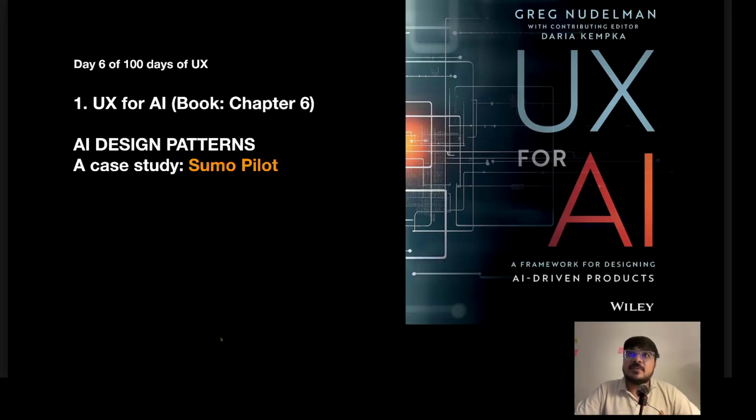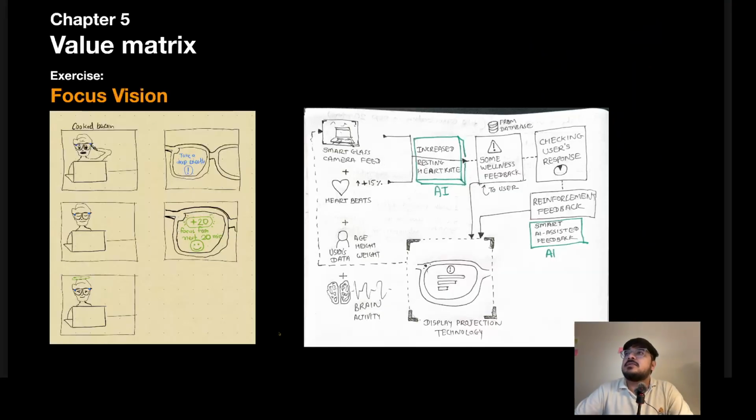Today we will be talking about chapter 6, AI design patterns, a case study of Sumo Pilot. That was wonderful. I just read it and wanted to record this video, but before that there was an exercise we wanted to do yesterday, so I did it today. This was about creating a value matrix, which we learned in yesterday's session.